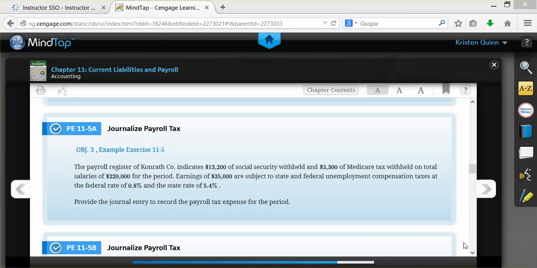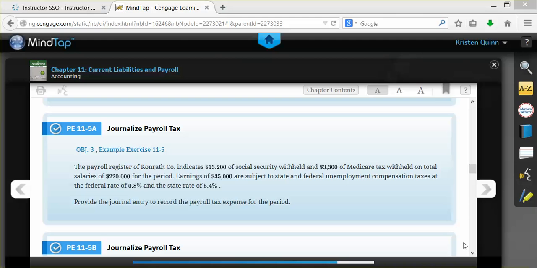In this example, we'll be using practice exercise 11.5a that can be found in your textbook on page 519. We are going to be journalizing the payroll tax entry. Please note that this is a continuation of the previous video example where we journalized the entry for payroll.